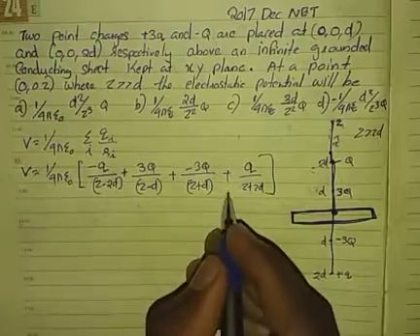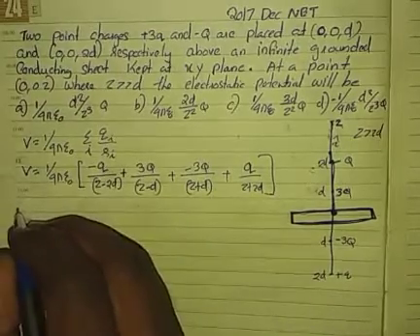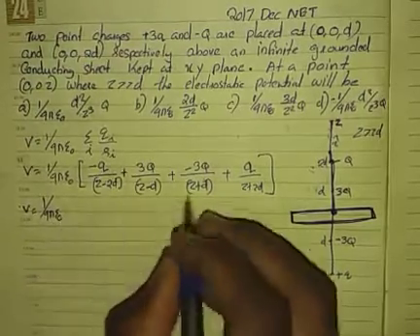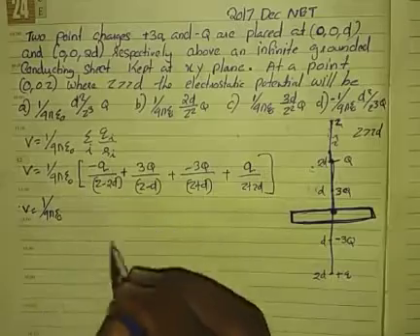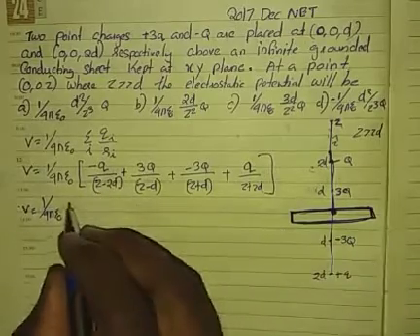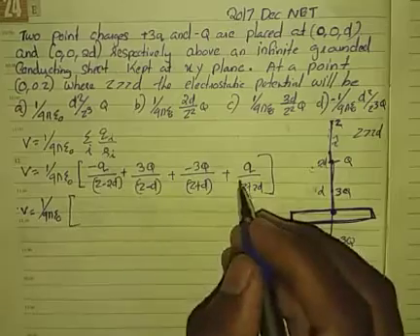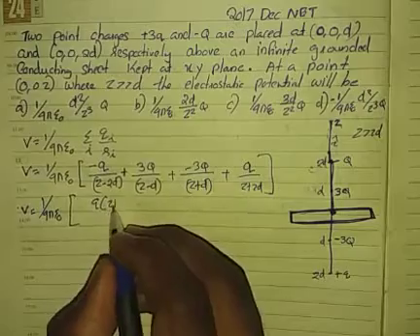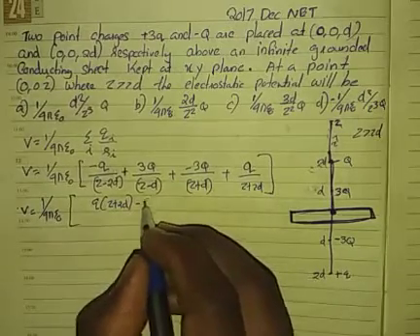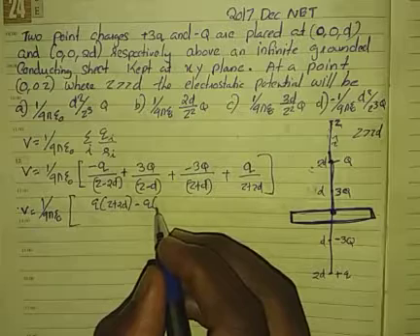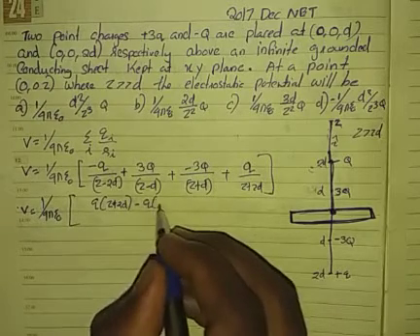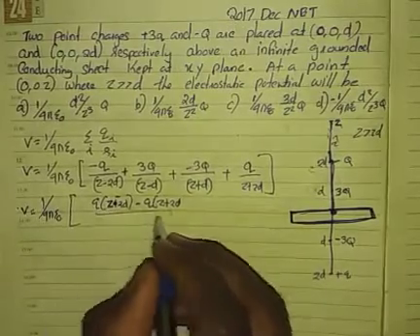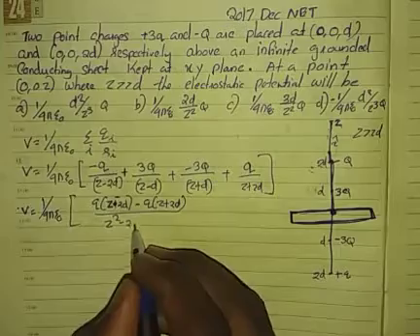Now we need to evaluate the potential, and for that we can just solve the equation, 1 by 4 pi epsilon 0. We can combine the two q's together. You get q into z plus 2d minus q into z minus 2d, by z square minus 2d square.